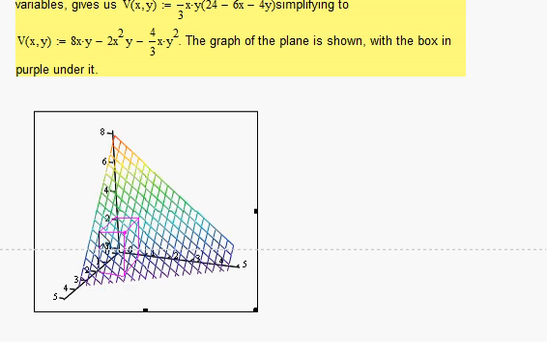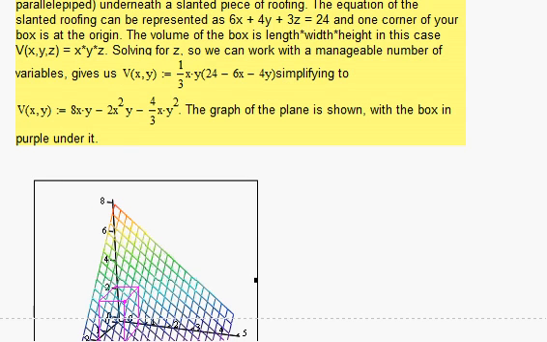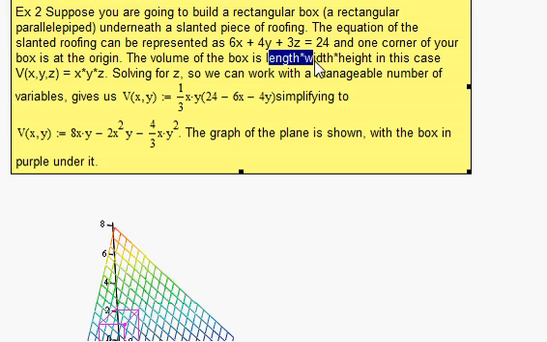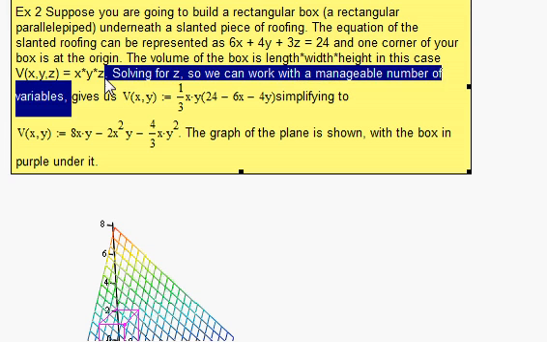And what I drew was a little purple box underneath that slanted plane. We want to make the maximum volume box with one corner at the origin and the other corner on that plane, so that it would fit underneath that slanted piece of roofing. So the volume of the box is length times width times height, and that's pretty easy to see what that would be. It would be x times y times z.